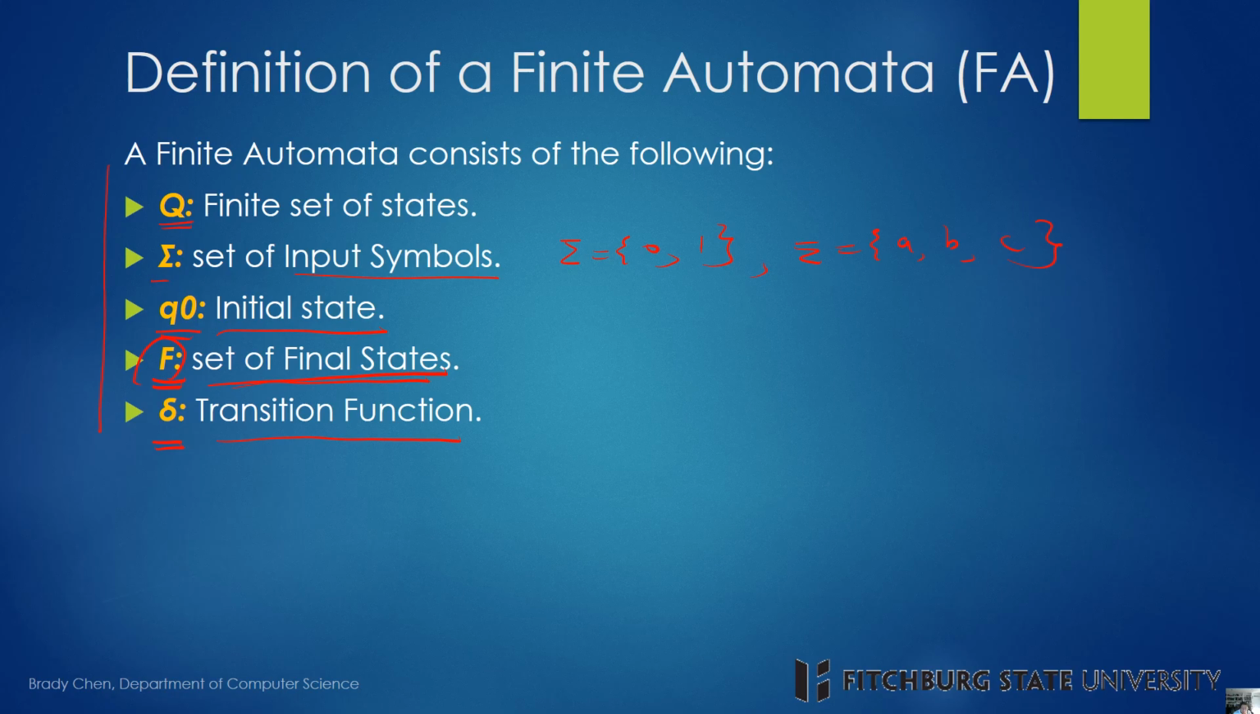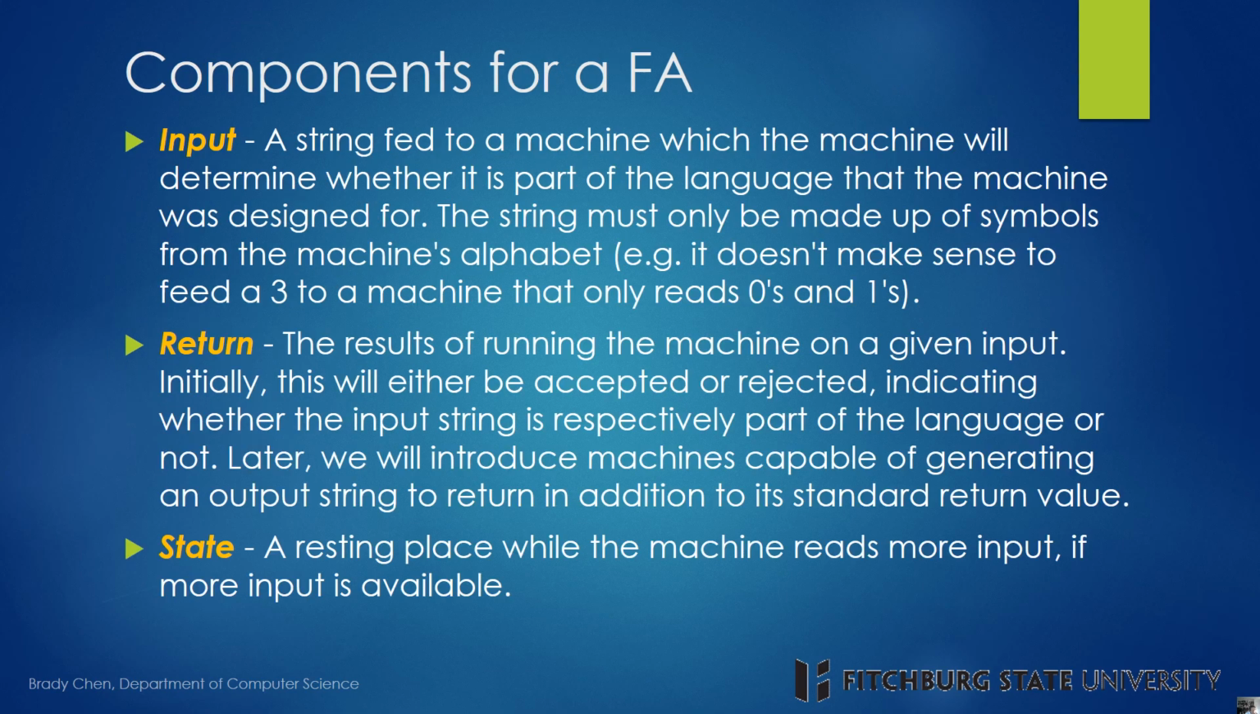We're going to use a lot of examples to illustrate this concept. So let's discuss the components of the finite automata. The first one is the input. A finite automata must have an input. The input is a string fed to the machine, which the machine will determine whether it is part of the language that the machine was designed for.